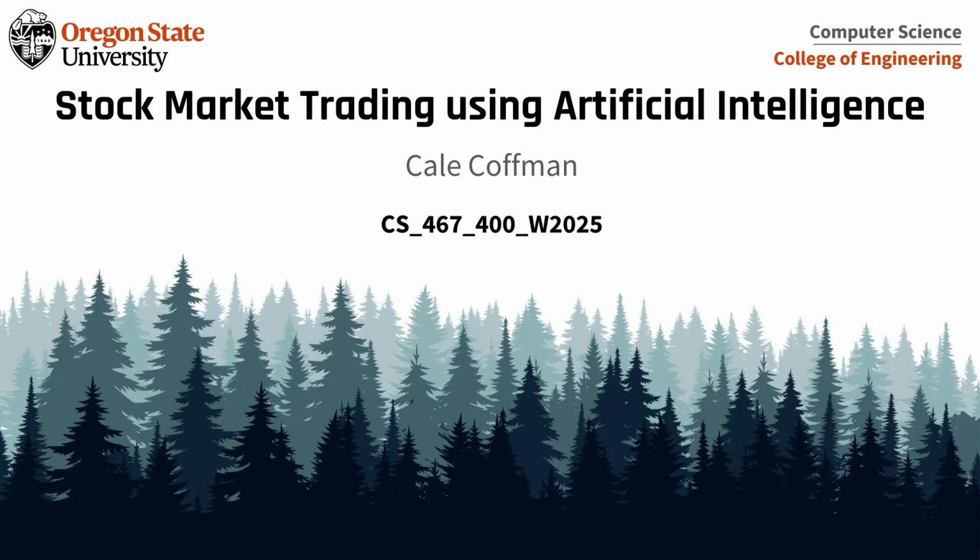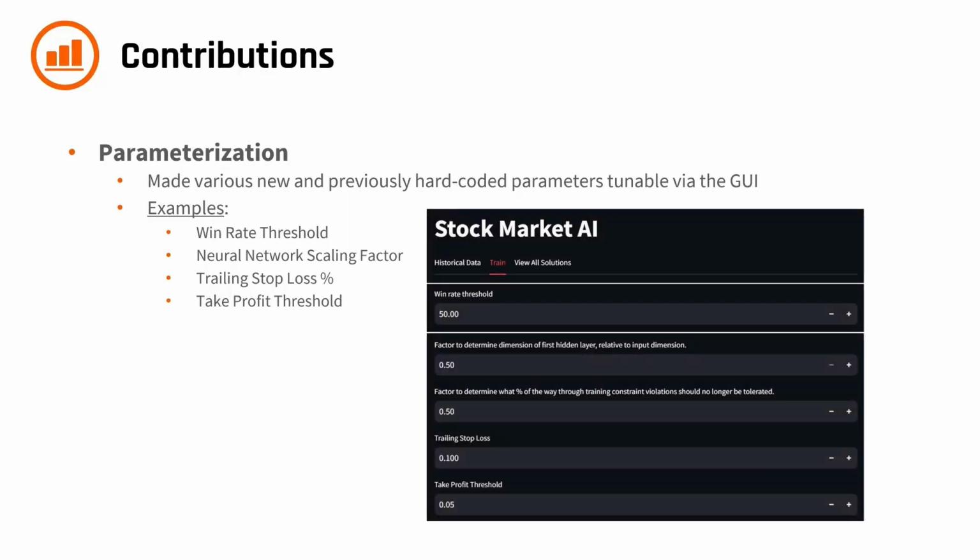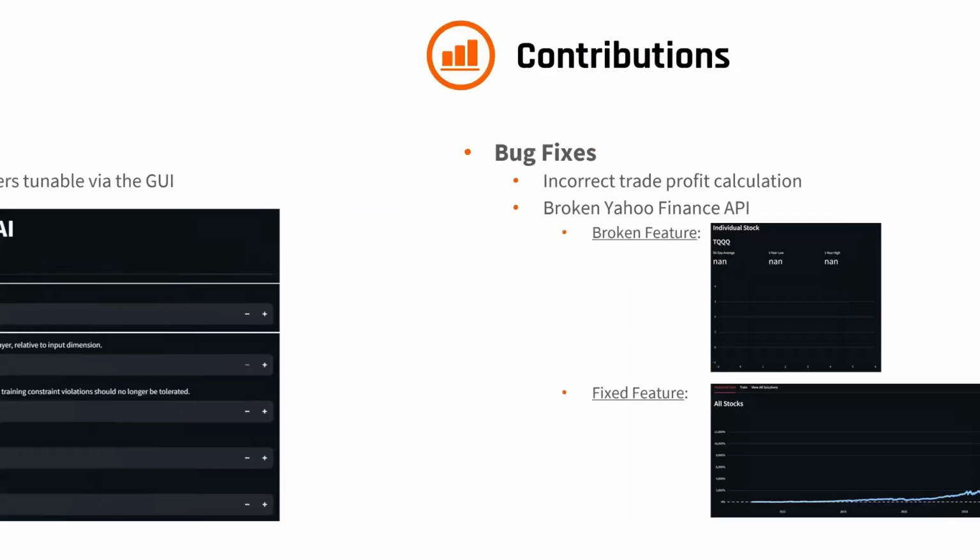Hi, this is Cale Kaufman, and this is what I contributed to the stock market trading using AI project. First, I parameterized a number of new and previously hard-coded parameters, making them tunable via the GUI, as you can see in the screenshot here. Examples include win rate threshold, neural network scaling factor, trailing stop loss percentage, and take profit threshold.